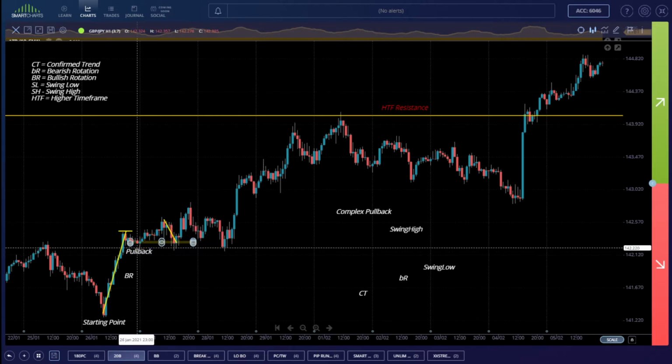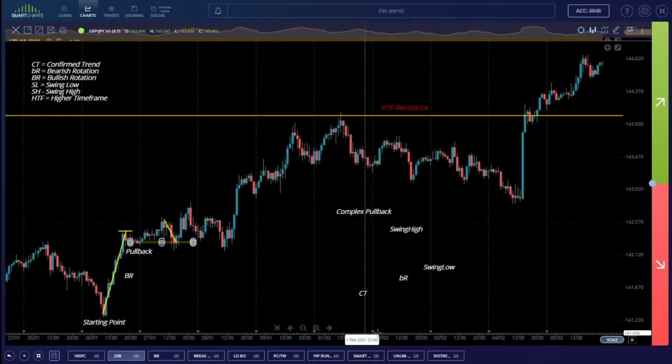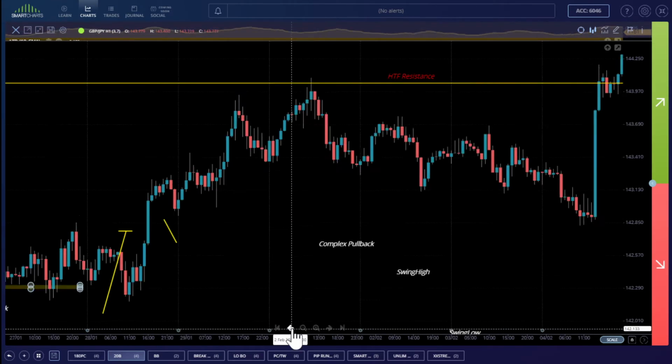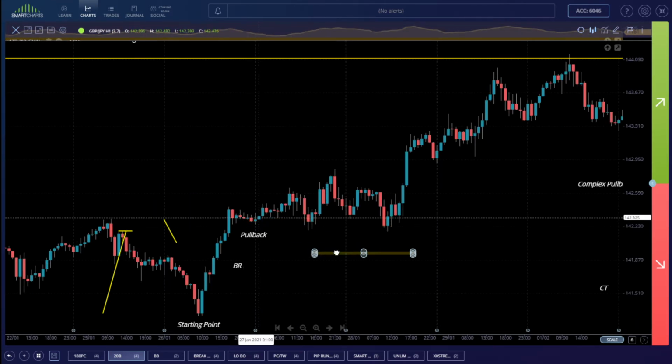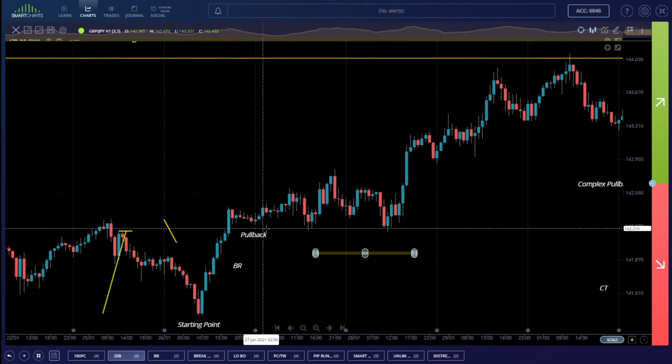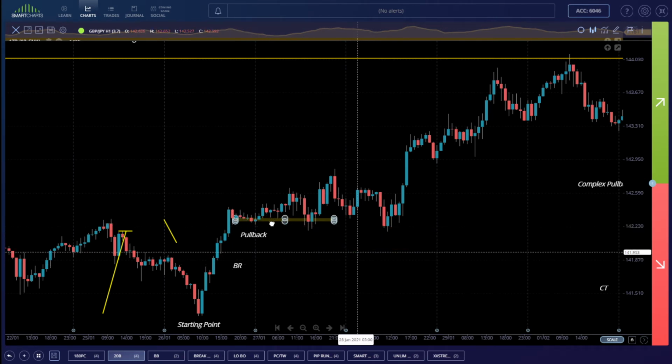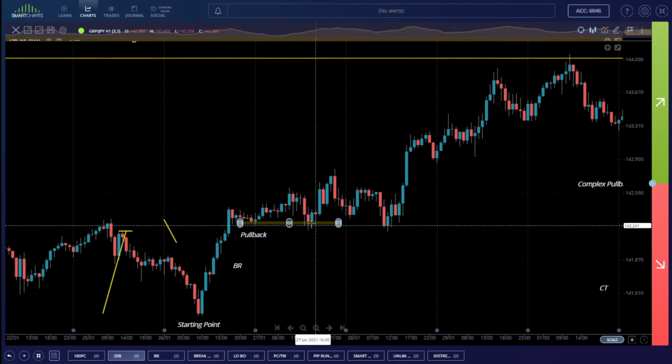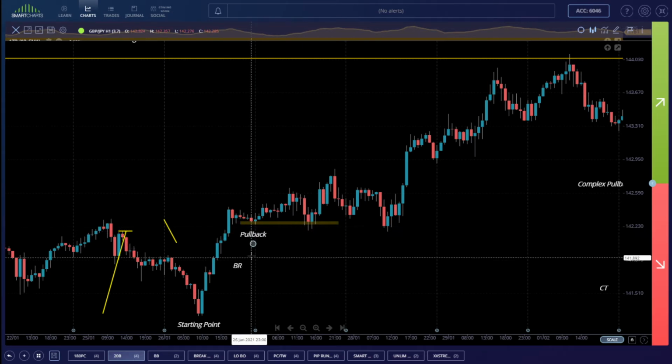You can see that we never see the price close lower. Let me zoom in on this. You can see that the wick is here, so I'll put this box on the lower end of the wick. You can see that the candles never closed lower. They went lower, they made a lower low, but they never closed lower. So this is just your regular pullback.